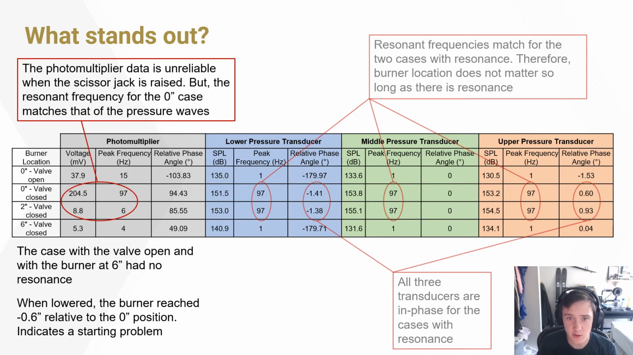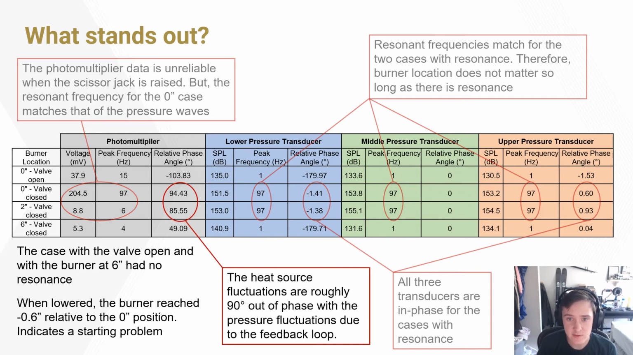It's also important to note that the photomultiplier data is only reliable for the case when the burner is at the 0-inch location. Any higher and the flame is out of view of the photomultiplier. This becomes clear when comparing the RMS voltage for each case. However, when the flame is visible, its resonant frequency matches that of the pressure waves. Additionally, the heat source fluctuations are roughly 90 degrees out of phase from the pressure fluctuations due to the nature of the feedback loop present in the system.